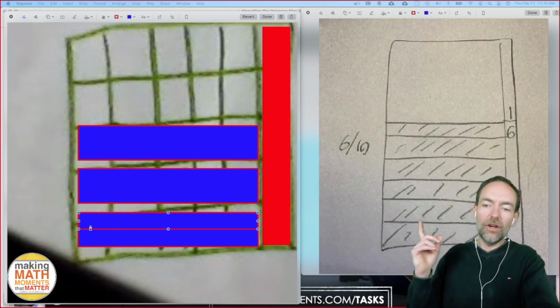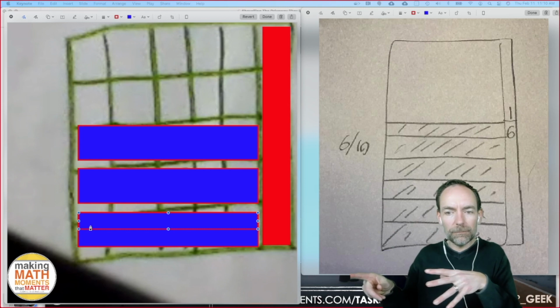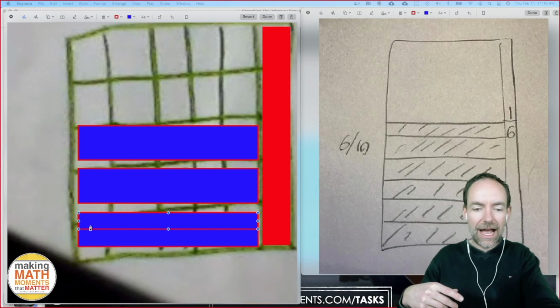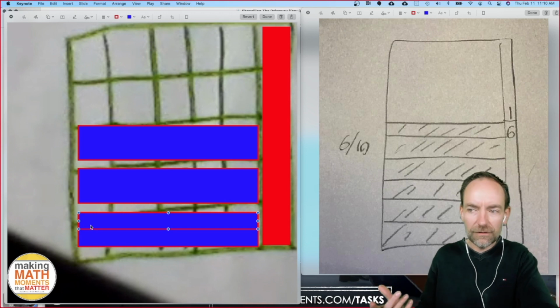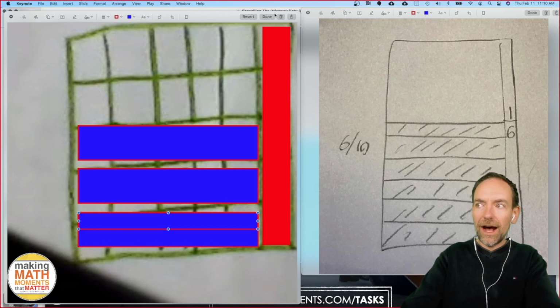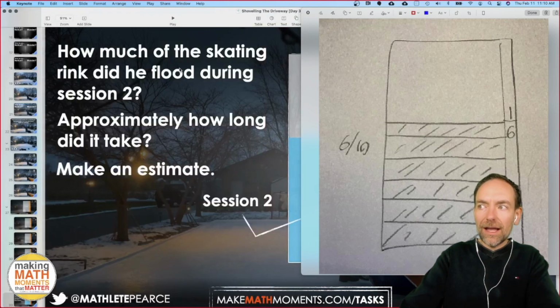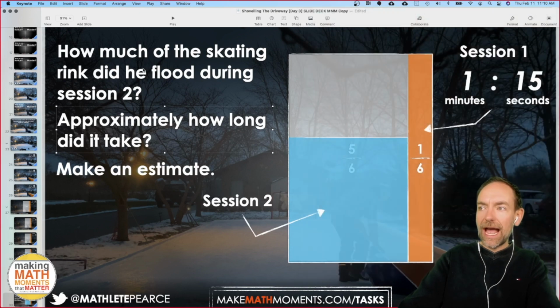You know what's one thing though? I haven't heard from the group yet, and I don't want to say it's bugging me, but it's on my mind for sure. What I am wondering about is that everybody told us approximately how much of the skating rink was cleared compared to what was left.